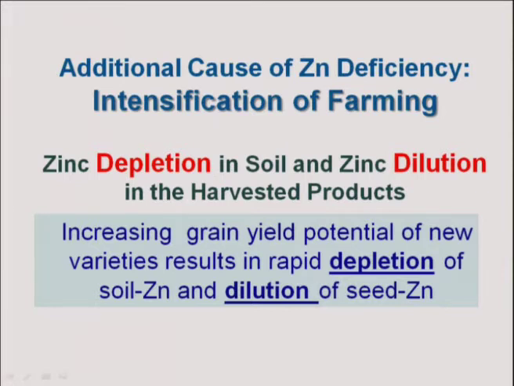We have another problem in terms of zinc nutrition of crop plants: intensification of farming. It also causes zinc deficiency through depletion of zinc in the soil, mining of zinc, and through dilution of zinc in the harvested part of the plants. So this dilution and depletion of zinc through intensification of farming and through the release of high-yielding cultivars also contribute to the zinc deficiency problem in agricultural soils.